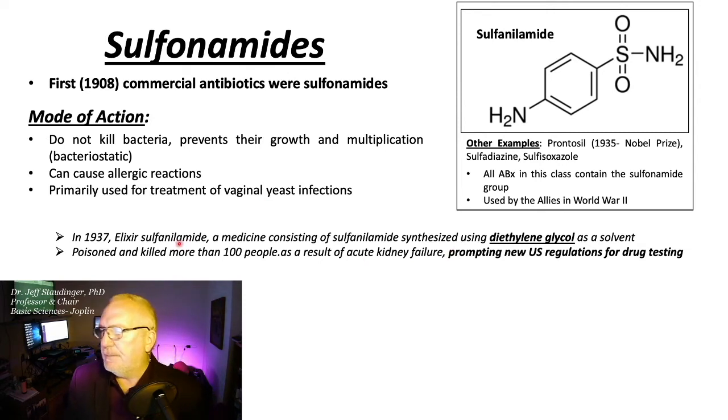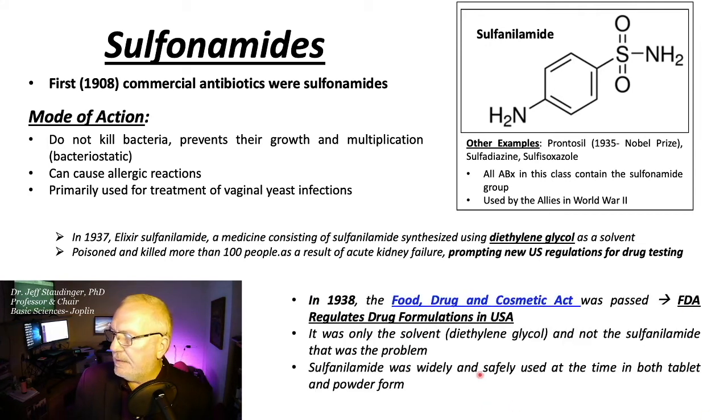In 1937, an elixir of sulfanilamide was synthesized using diethylene glycol as a solvent. At that time, it poisoned and killed more than 100 people as a result of acute kidney failure, prompting new U.S. regulations for drug testing. In 1938, as a result, the Food, Drug, and Cosmetic Act was passed, and that gave birth to the current FDA, which regulates drug formulations in this country. It was only the solvent and not the drug that was a problem, as it was being used safely in both tablet and powder form at the time of this event.